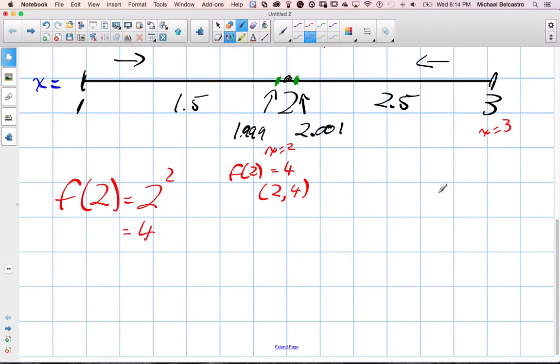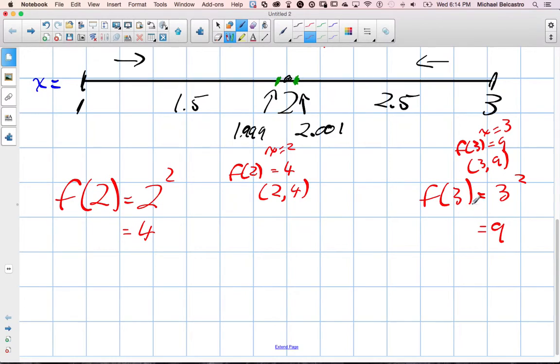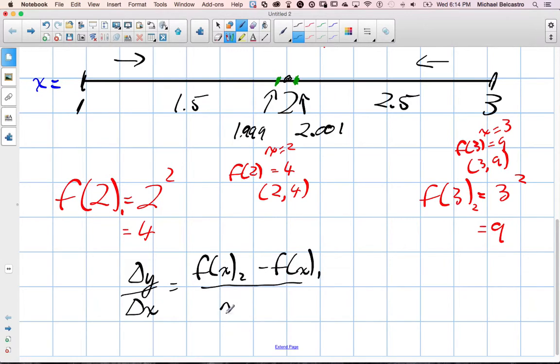The next thing we're going to do is find f at 3. Because it's squared, it becomes 3 squared, which equals 9. So f at 3 is 9, and our coordinate here is (3, 9). Now we plug that into our slope formula. We'll call this our f2, and we'll call this our f1. Remember, the formula we read was the rate of change of y over the rate of change of x is f at x2 minus f at x1 over x2 minus x1. Really, it's just slope.